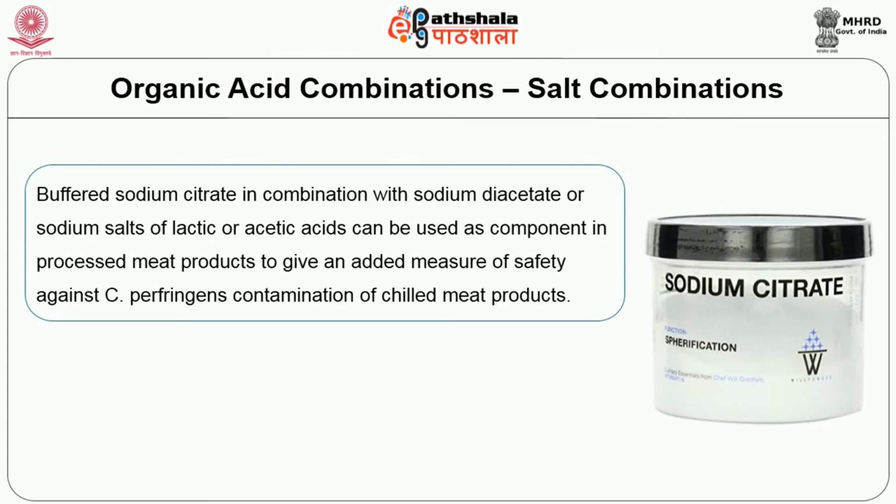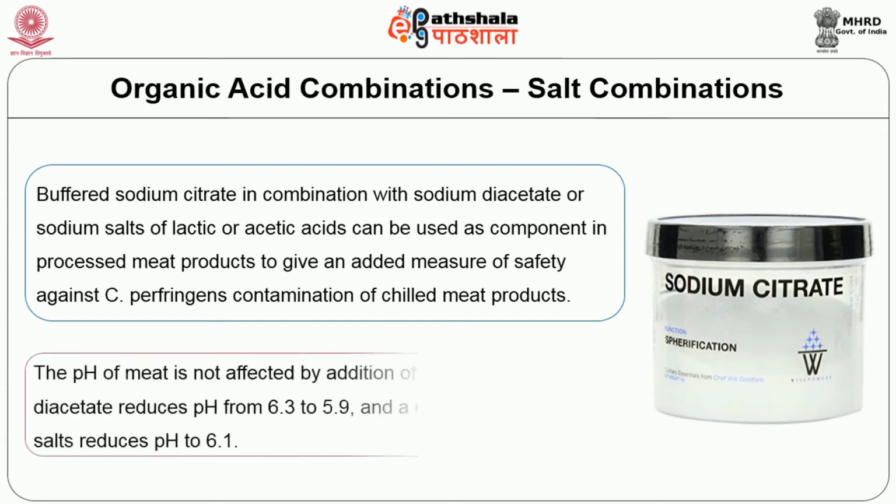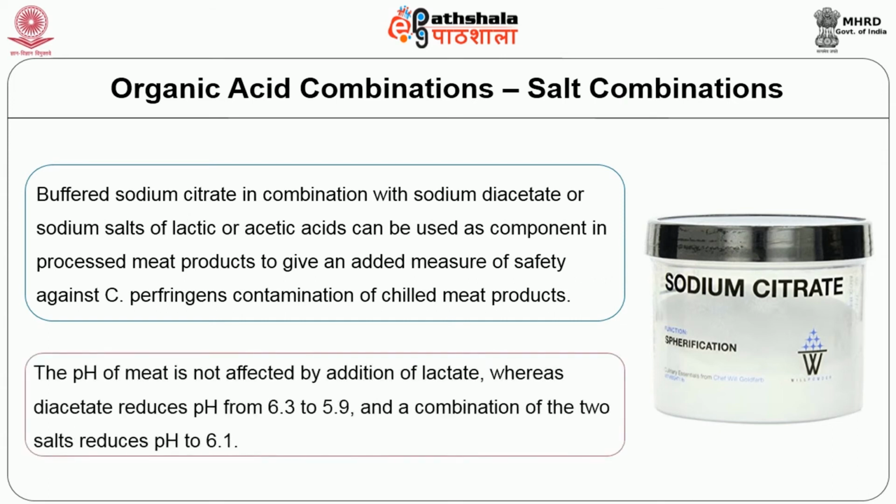The buffered sodium citrate in combination with sodium diacetate or sodium salts of lactic or acetic acid can be used as a component in processed meat products to give an added measure of safety against Clostridium perfringens contamination of chilled meat products. The pH of the meat is not affected by addition of lactate, whereas diacetate reduces the pH from 6.3 to 5.9 and a combination of the two salts reduces the pH to 6.1.